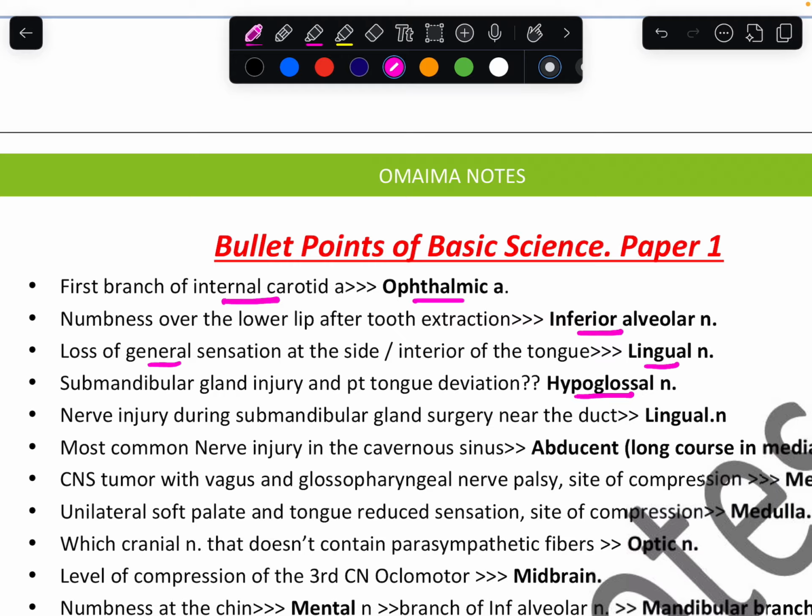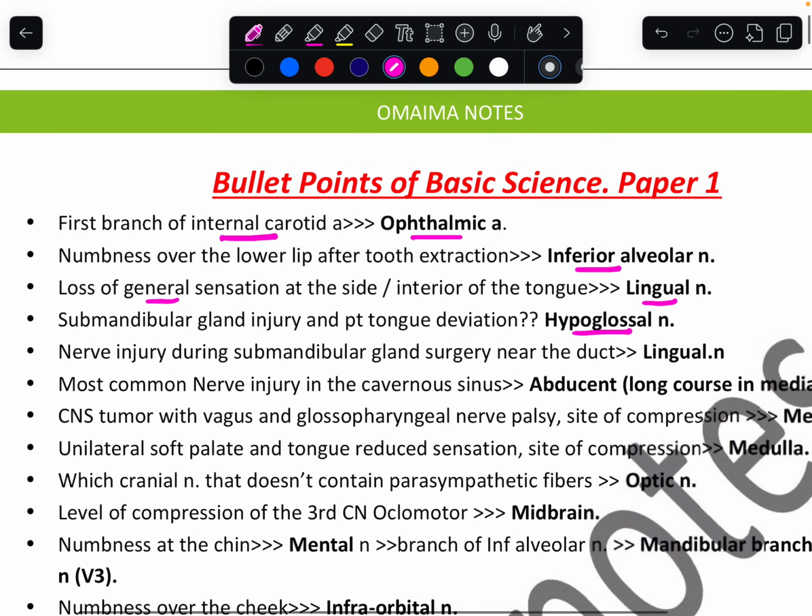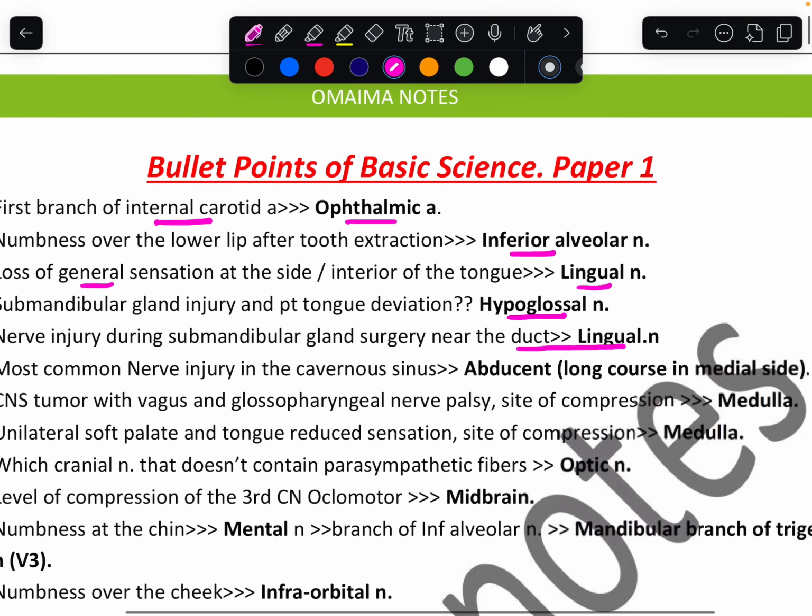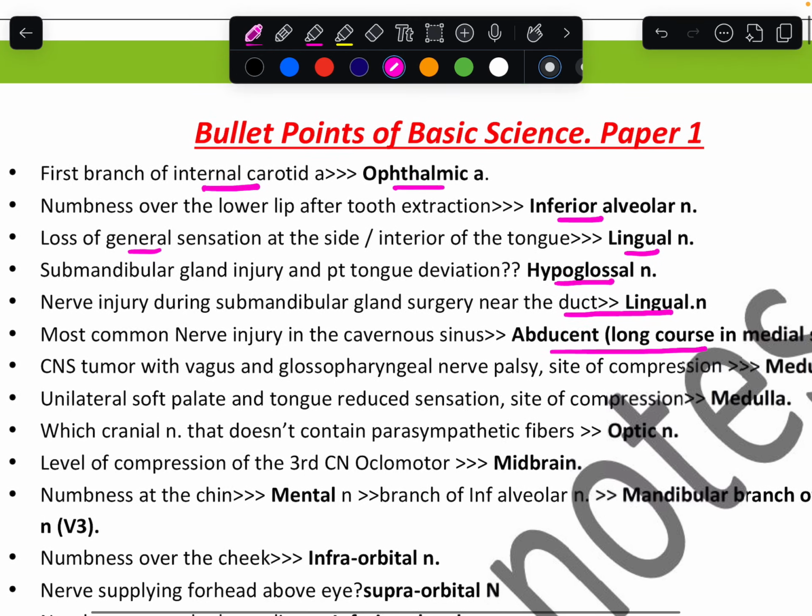Internal carotid injury, internal carotid embolectomy: hypoglossal nerve. Nerve injury during submandibular gland surgery near the duct, where the duct is angulating: that is the lingual nerve. Most common nerve injury in the cavernous sinus: the sixth nerve has a long course, that's why.